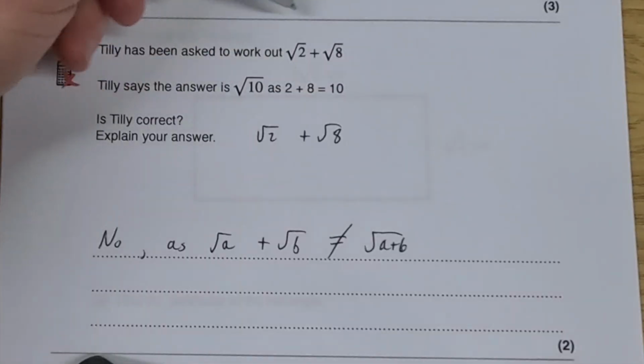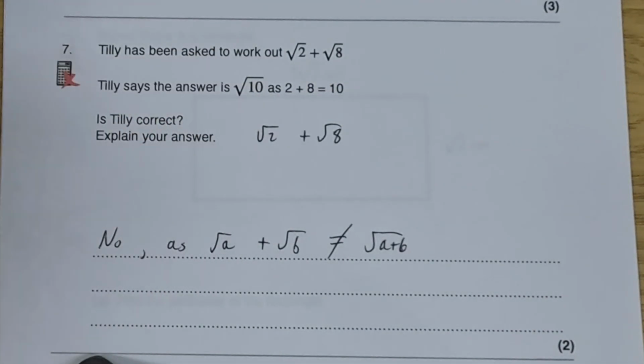So that's not the case here. The square root of 2 plus the square root of 8 is not equal to the square root of 10. Now let's see if we can work out this question.